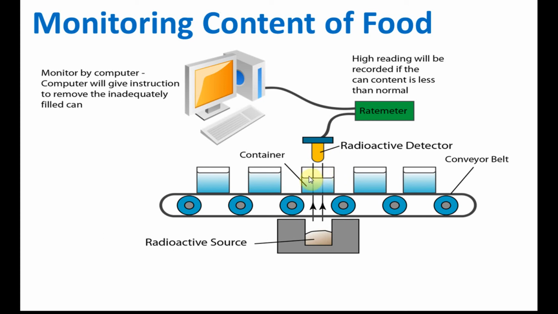If the content is less than what it should be, then the reading of the detector will be higher because it's blocked by less content of food. And if it's too full, then the reading will be lower. So from the readings of these rate meters, we can tell which container has less food than it should. So it is used to monitor the content of food. If it's lower than what it should be, then it will be removed.